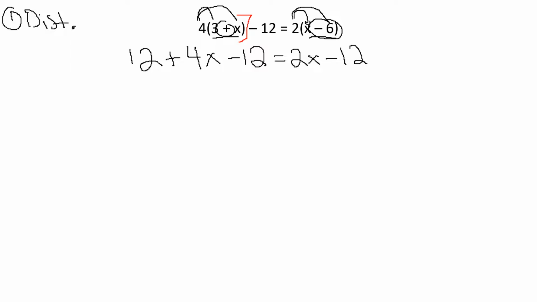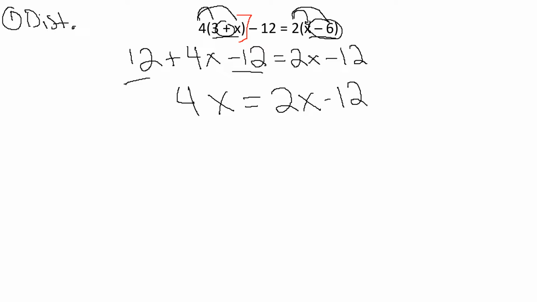Now I'm going to simplify anything that I can. I have a 12 minus 12. Well, 12 minus 12 is 0. There's no need to write that. It just kind of cancels itself out. So I'm left with 4x equals, and there's nothing on the other side to simplify, so it just becomes that. All right, I distributed. Then I simplified.